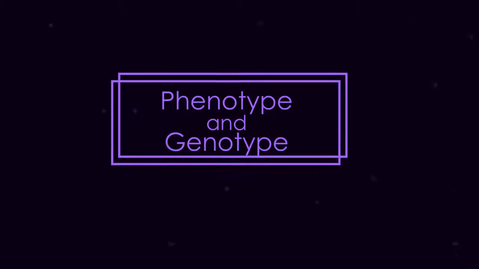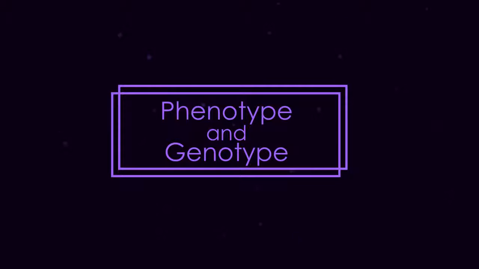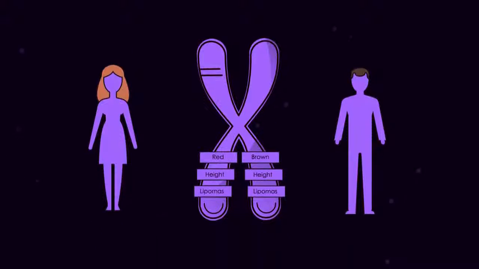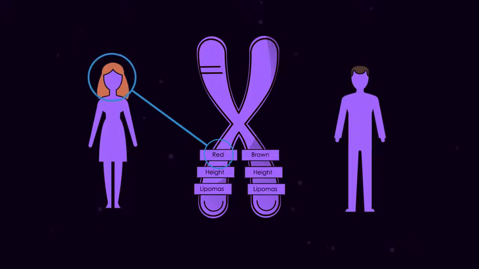The phenotype is the outward appearance or characteristics of the organism depending upon genes. So the phenotype for the red hair gene is actually having red hair. The genotype is the set of genes in our DNA which are responsible for the phenotype.